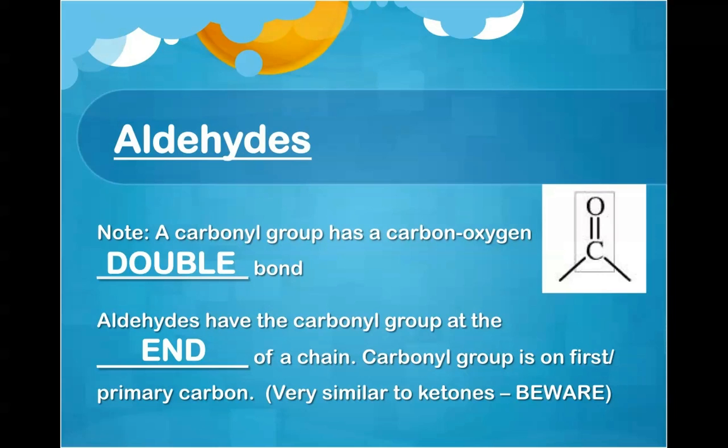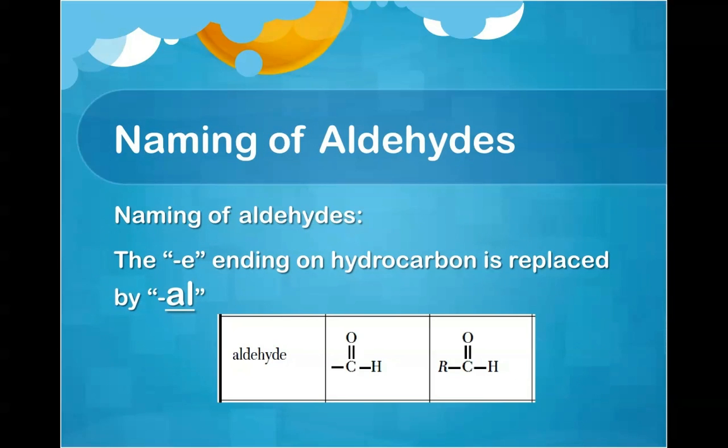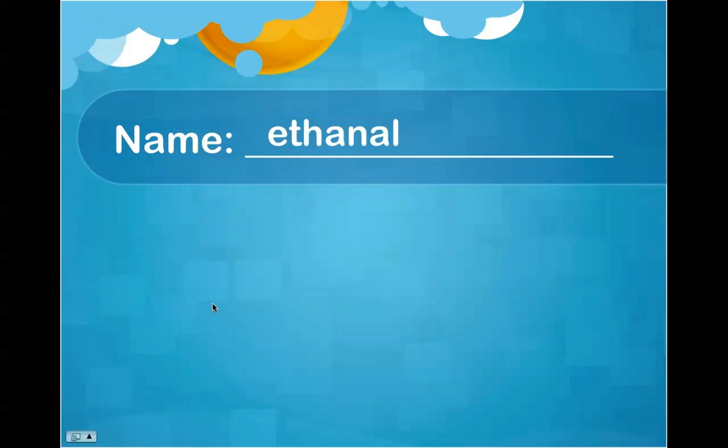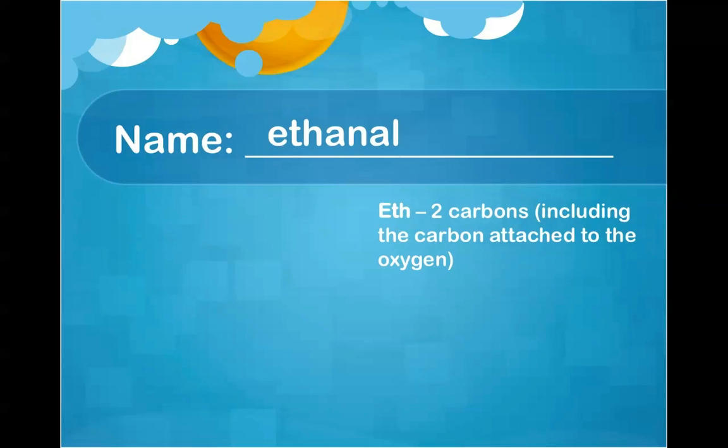Now this is similar to ketones. Ketones, we're going to find this falls in the middle of the chain. Aldehydes is at the end. So the naming of aldehydes, we're simply going to take the alkane name, take off the E, and replace it with Al. And again, we don't need to show a number because it's always going to be falling on the first carbon.